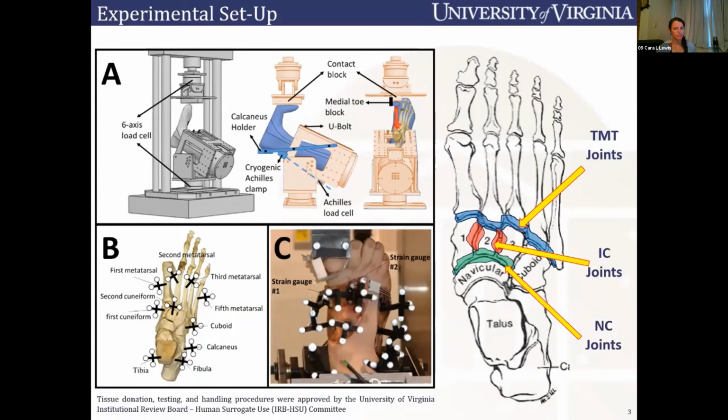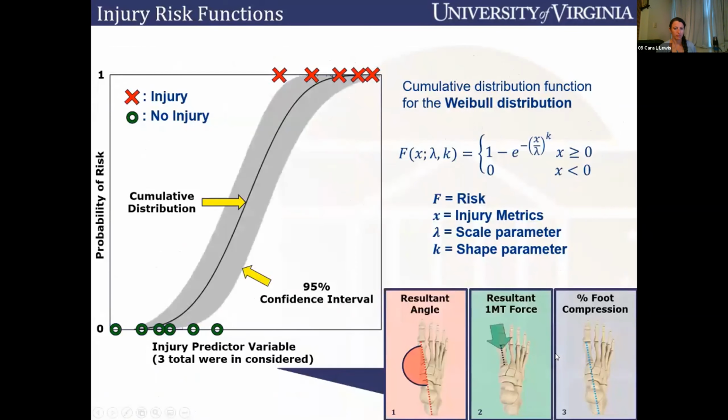After test, the specimen was dissected by an orthopedic surgeon specialized in foot and ankle injury to determine the relevant injuries. In those specimens with Lisfranc injury, the most seen injuries occurred at the TMT joints, IC joints, and NC joints. Now, the corresponding forces, strains, and kinematics data at the time of injury was determined based on the time synchronized data. So we get some data points with injuries and some points with no injury.